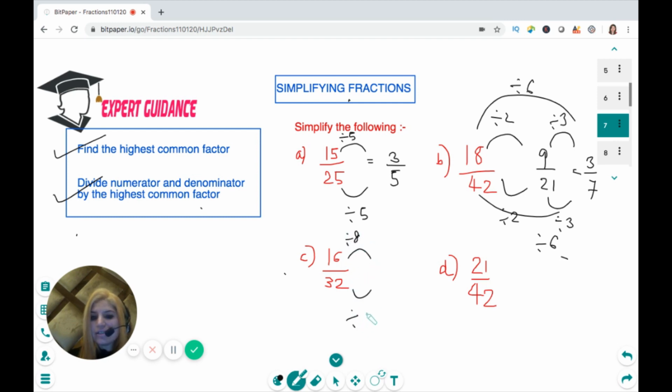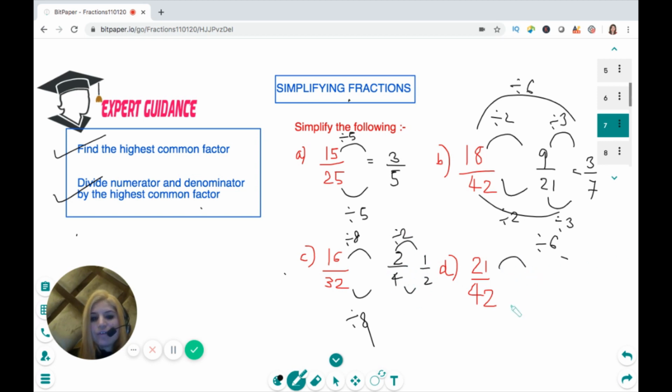So you divide by 8. That gives you 2 over 4. Hang on, it's still not the highest common factor. So you'll further divide it by 2 and you get half. So the highest common factor of 16 over 32 is 16, and you can directly get a half, or you can divide it by 2 or 4 or 8 and keep on dividing until you get a simplified answer.